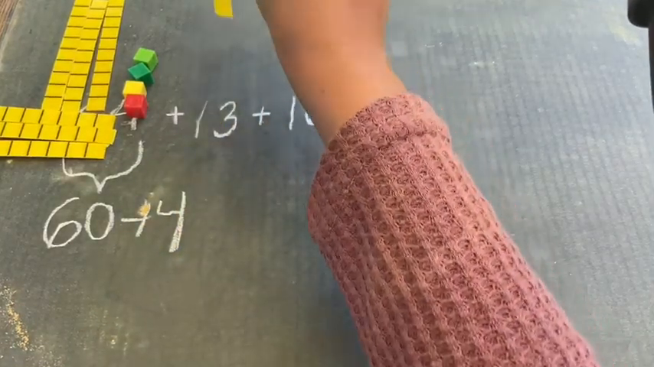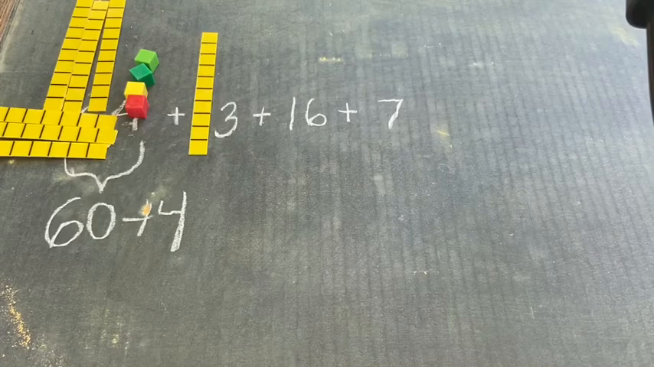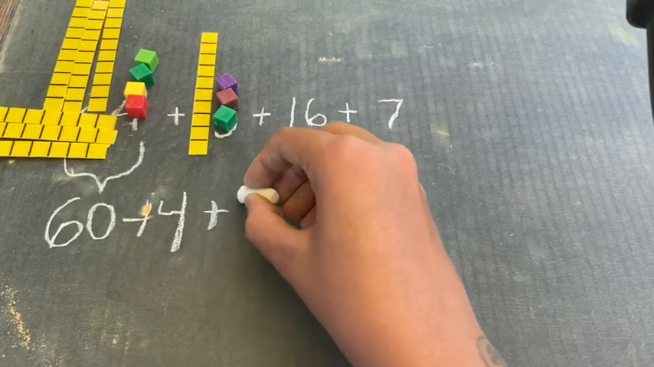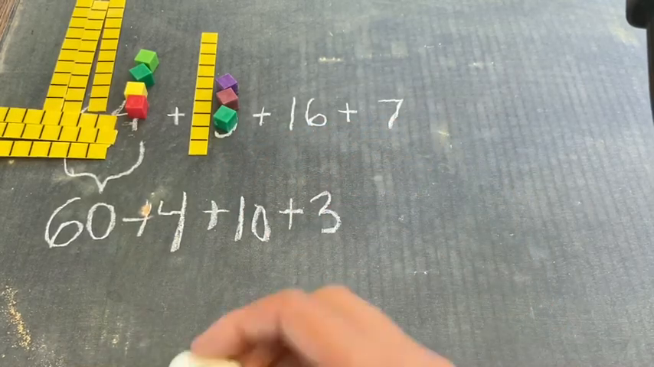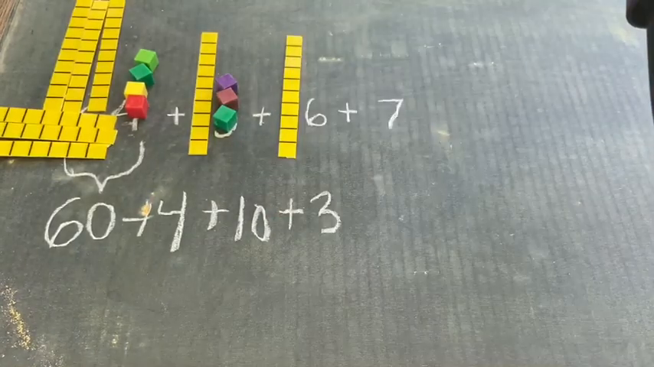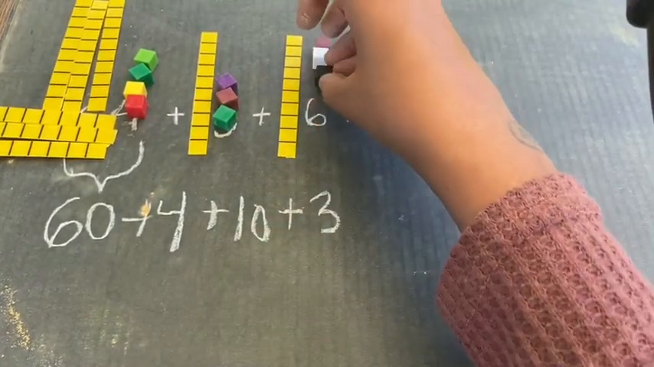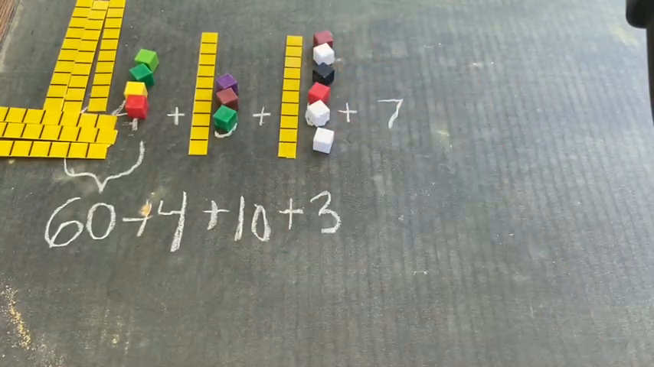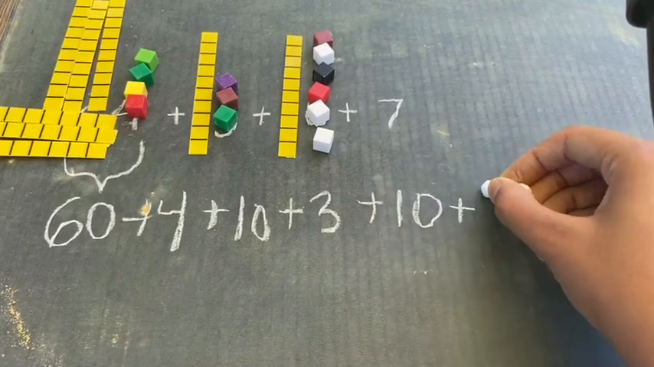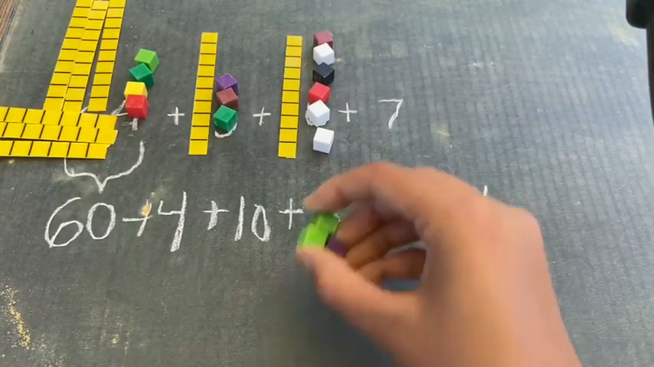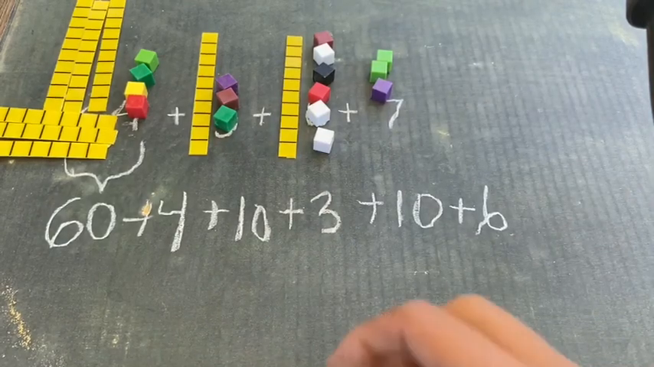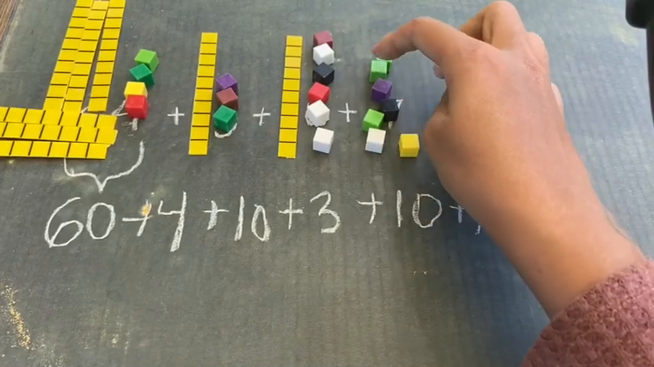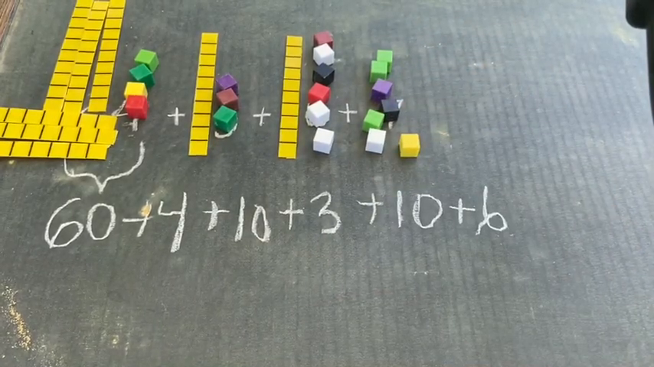Now 13 is made up of 1 ten plus 3 ones. Sixteen is made up of 1 ten plus 6 ones. And then we just have 7 ones left over here. 1, 2, 3, 4, 5, 6, 7.